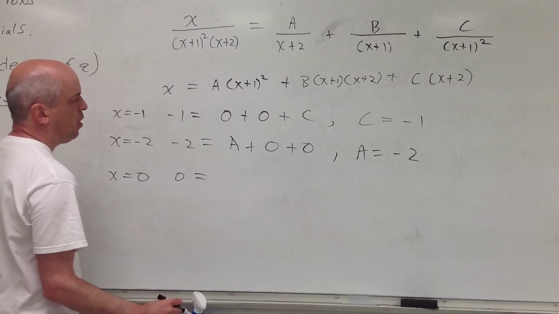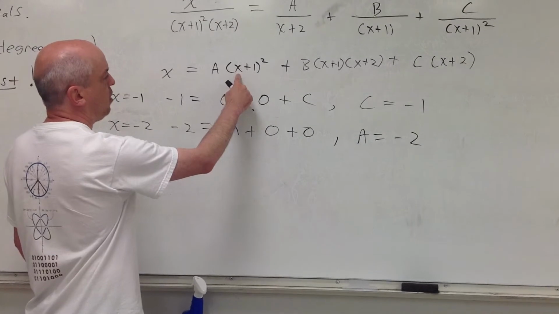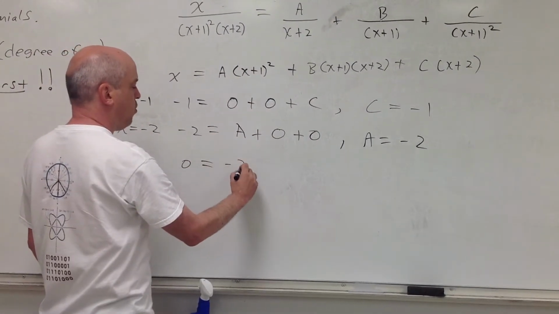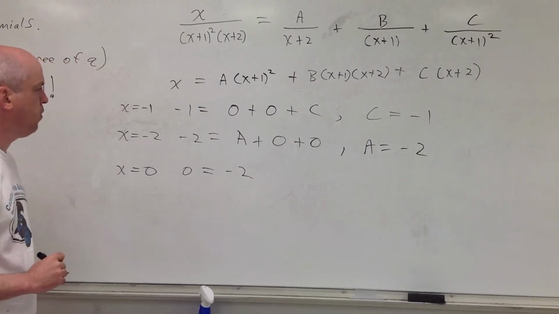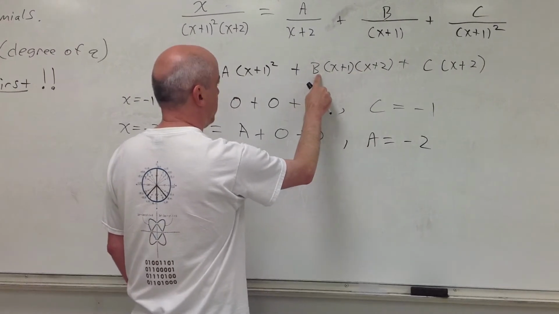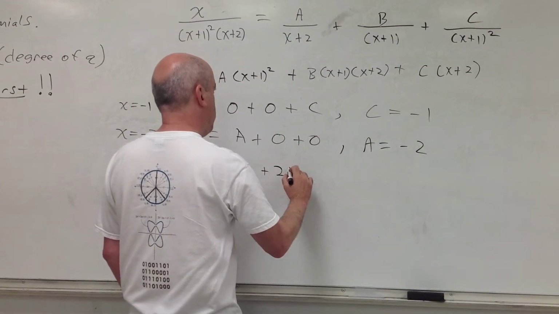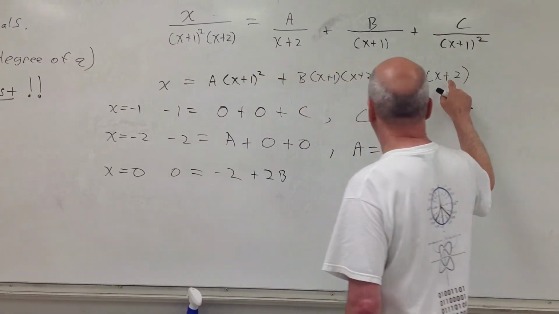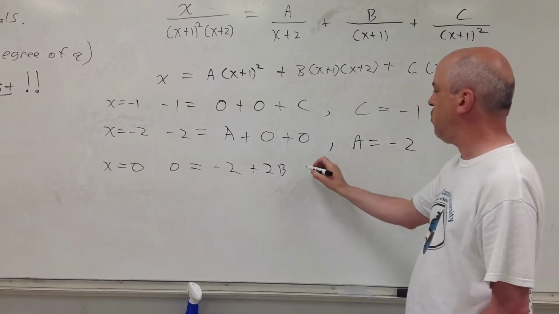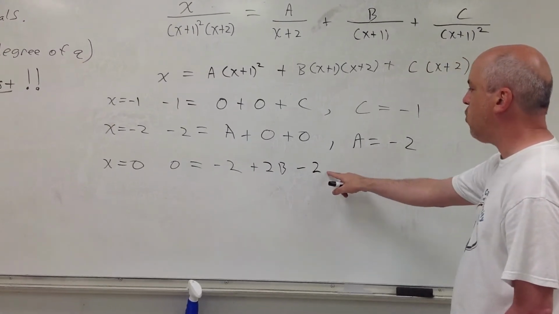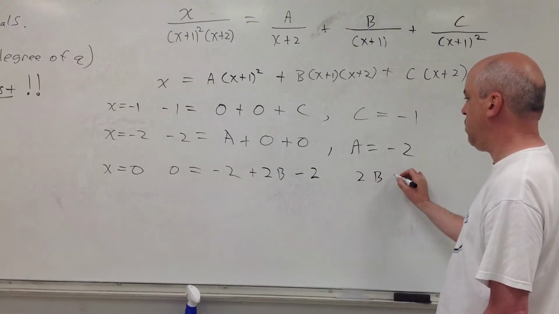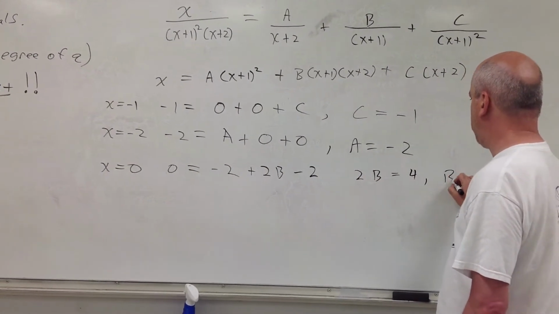So if I plug in 0 everywhere for x, I'm going to get 0 on the left. Here I get 1 times A, but A is negative 2, so I'm just going to get a negative 2. Here, I'm getting 1 times 2 times B, so I'm getting 2 times B. And here, I'm getting 2 times C, but C was negative 1, so 2 times C is negative 2. And now I have one equation with one unknown. I can solve it for B. This turns into 2B equals 4, so B is 2.